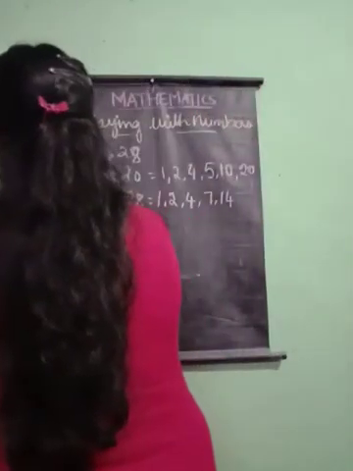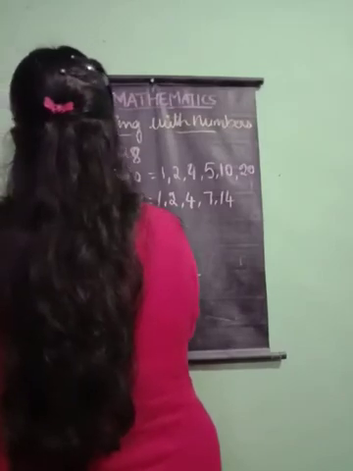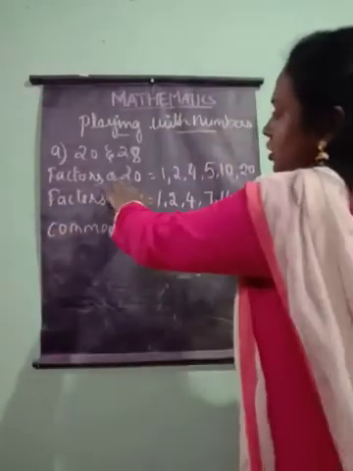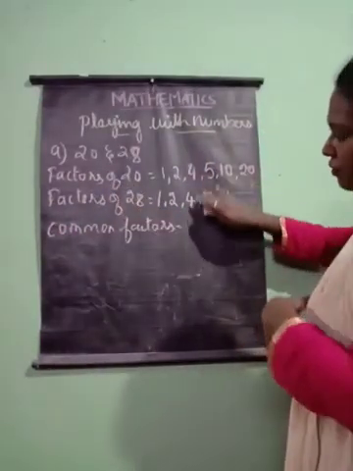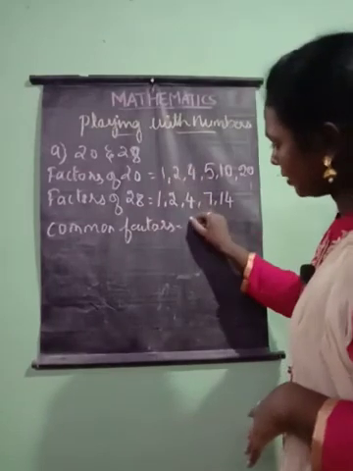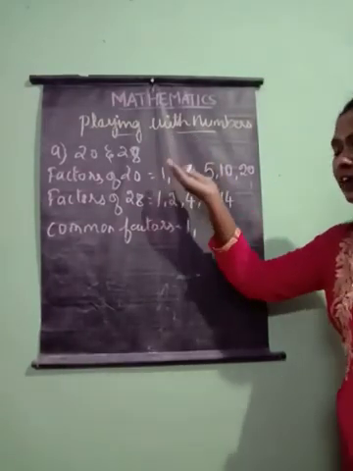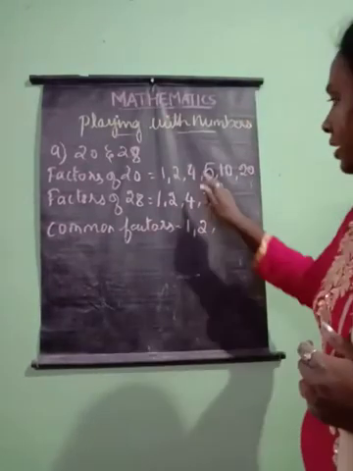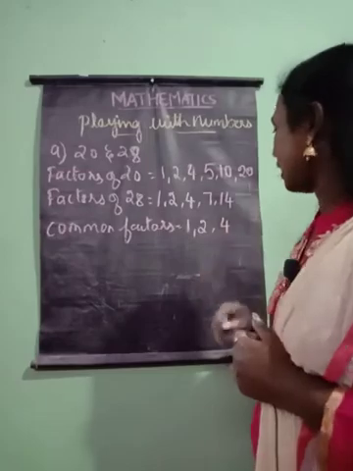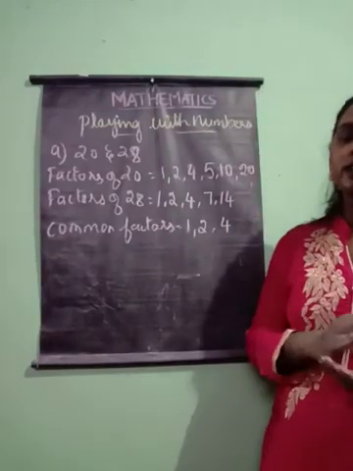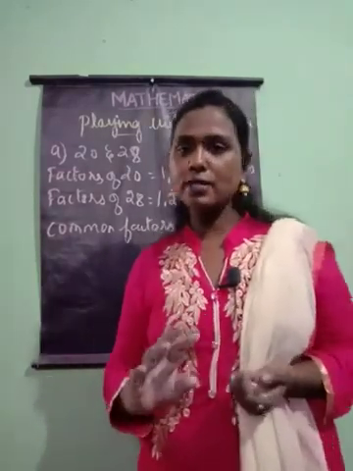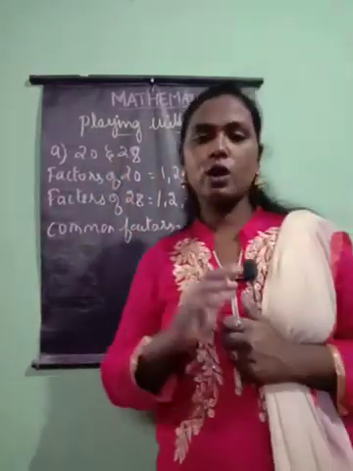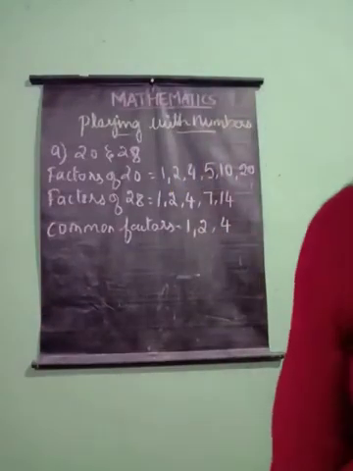Now the common factors of 20 and 28. Which similar numbers are present? 1 is present in the factors of 20 as well as in the factors of 28. So next 2, next 4. I think that's it. 1, 2, 4 are the common factors of 20 and 28. So I hope you understood this first problem.